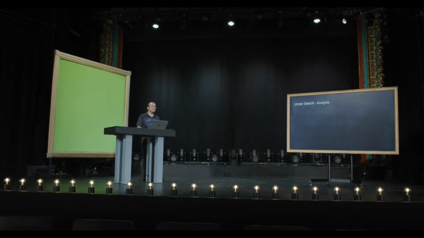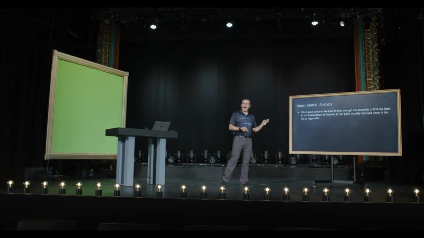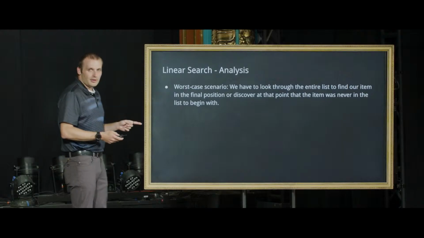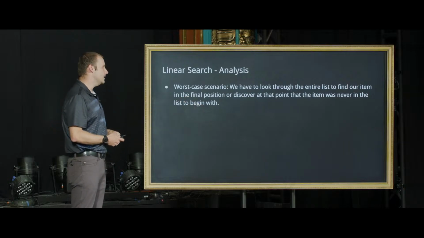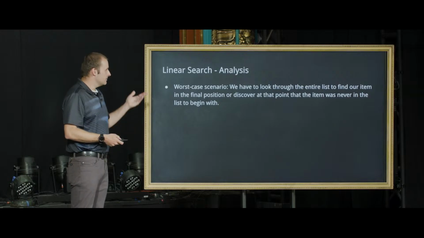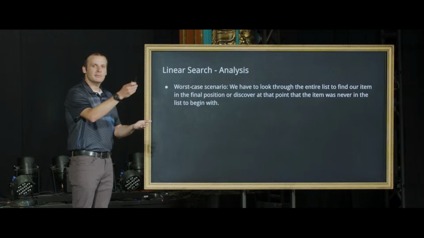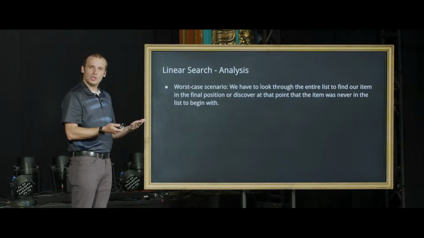OK, so let's use the language we discussed a little while ago to talk about how this algorithm can be analyzed, or how we would classify this algorithm using that terminology. In the worst case scenario, we have to look through the entire list to find either that the item we're looking for is in the last spot, index 14, or that the item we were looking for wasn't in the list at all. That would be the worst case scenario. That would be the maximum or the upper bound on the number of steps that this algorithm might take to do its job.